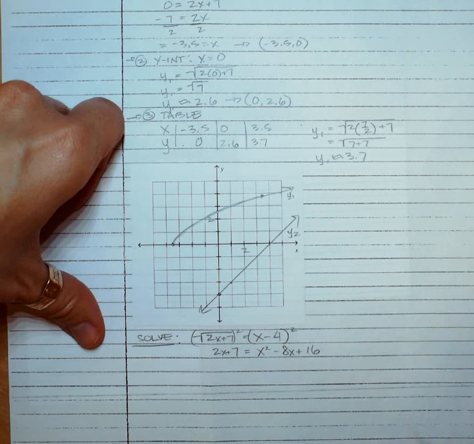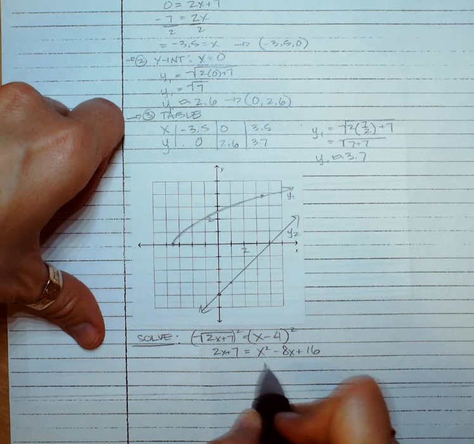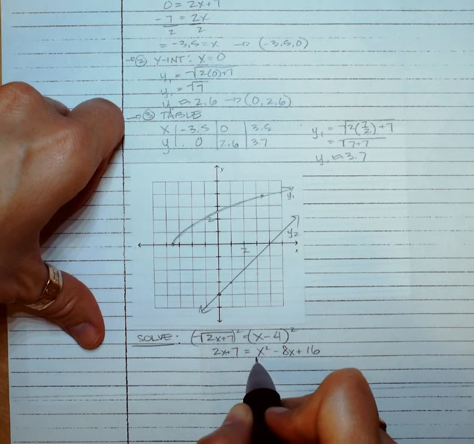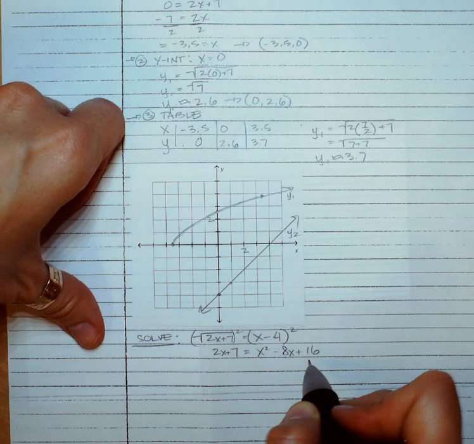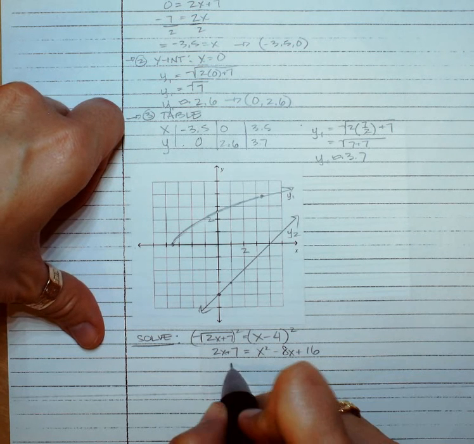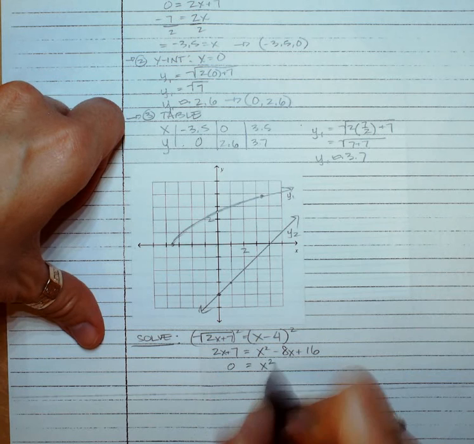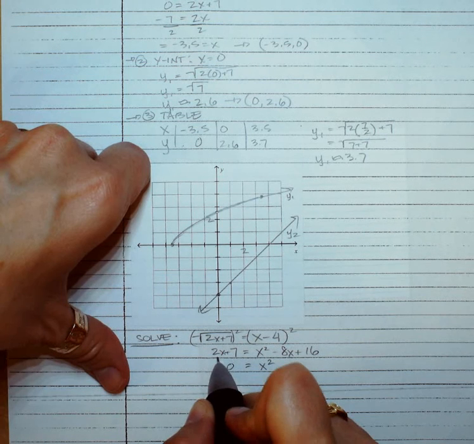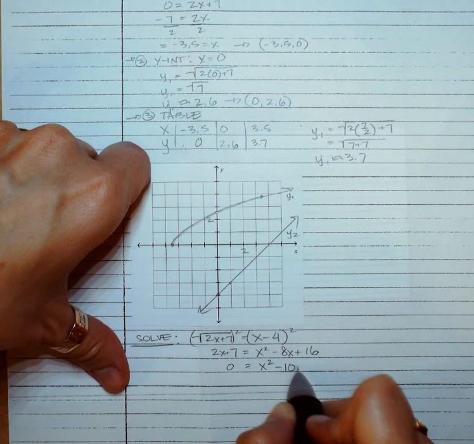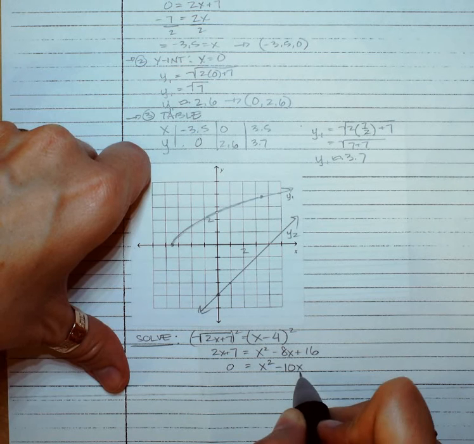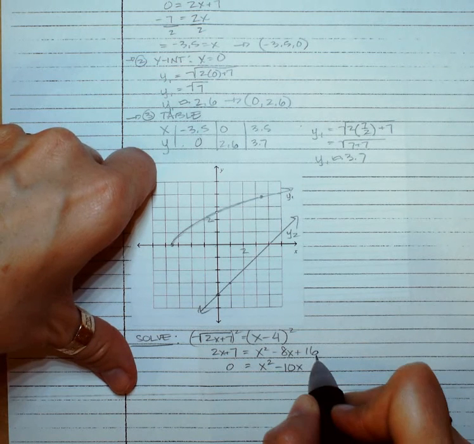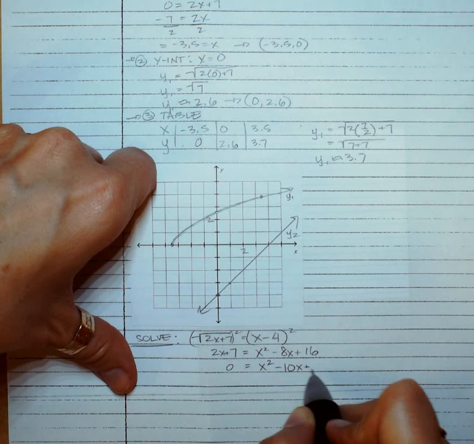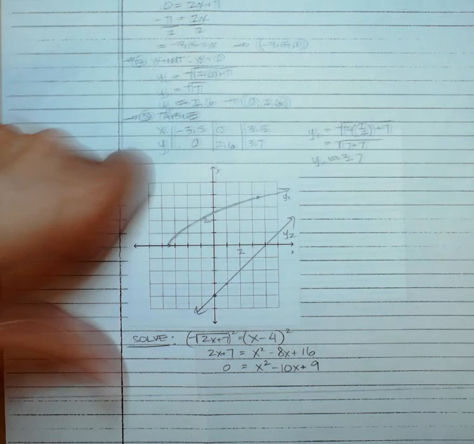Okay, so since the x squared has a positive coefficient on the right side, I'm going to move everything over here in hopes that I can either factor it or use the quadratic formula. So 0 equals x squared. This 2x, I'm going to subtract it from both sides, so that will combine with this negative 8x to give me negative 10x. The 7 I'm going to subtract from this positive 16, so I think that leaves me with positive 9. Let's see, 9 and 7 is 16, so that's right.